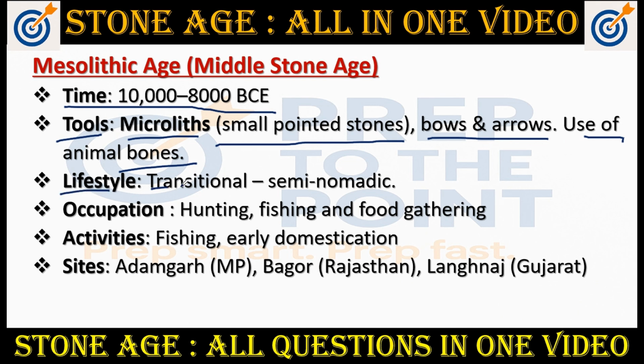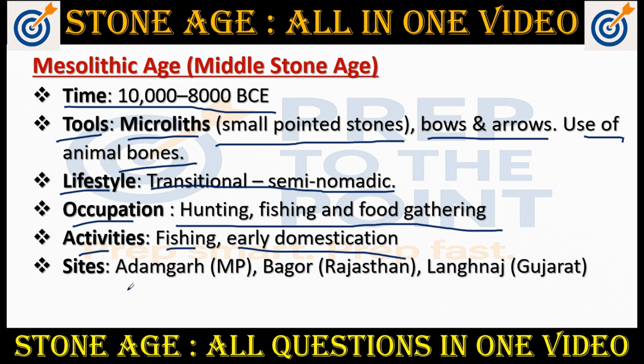Lifestyle, transitional and semi-nomadic. Occupation was hunting, fishing and food gathering. Activities were fishing, early domestication. Popular sites are Adamgarh in MP, Bagor in Rajasthan and Langhnaj in Gujarat.